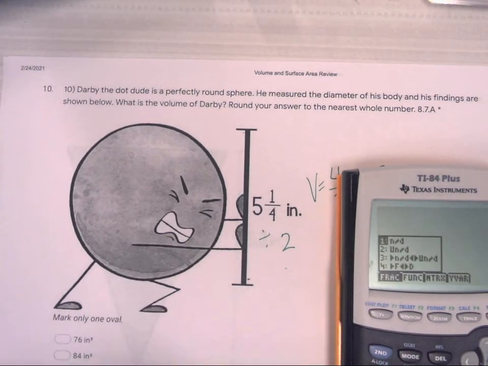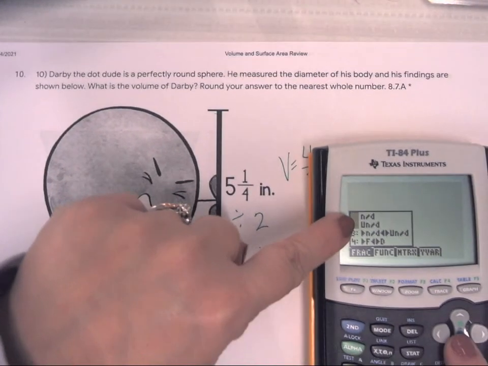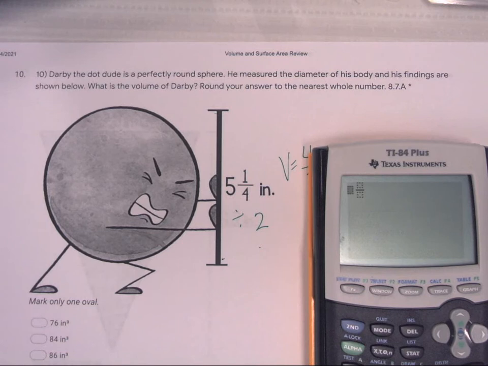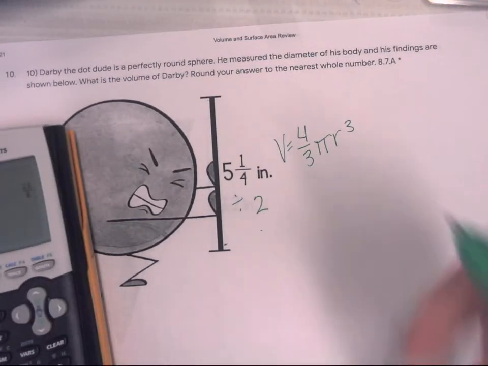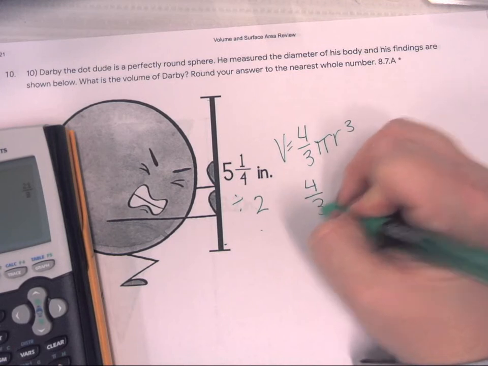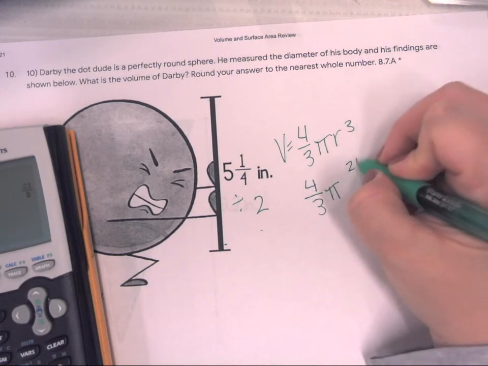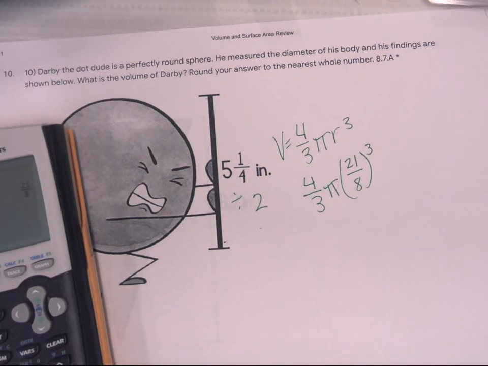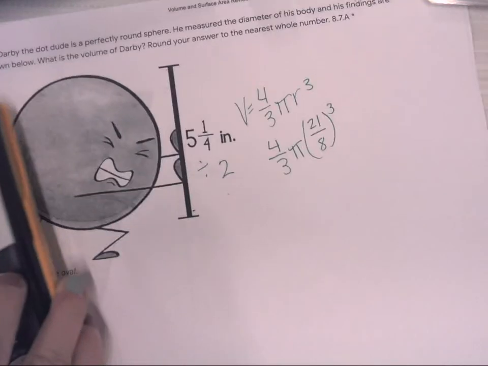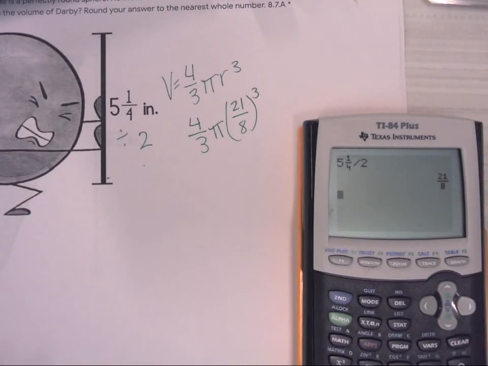Alpha y equals, this second one is a mixed number. So if I do 5 and 1/4 divided by 2, I get 21/8. So I do 4/3 pi 21/8 cubed. And you just type this into your calculator.